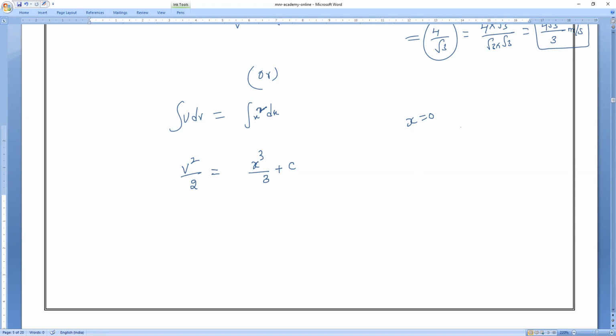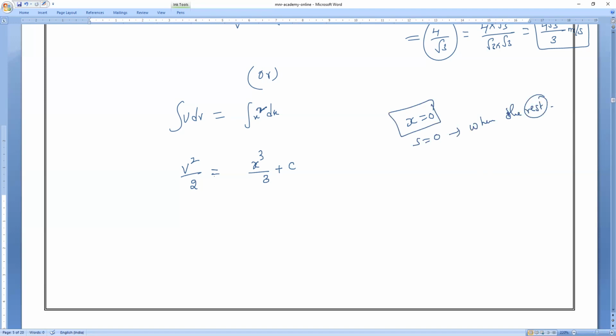dv by dx is equal to acceleration we are saying. What do you mean by x equal to 0? It means displacement. Displacement is 0 when the body is at rest. That is what you have to remember.